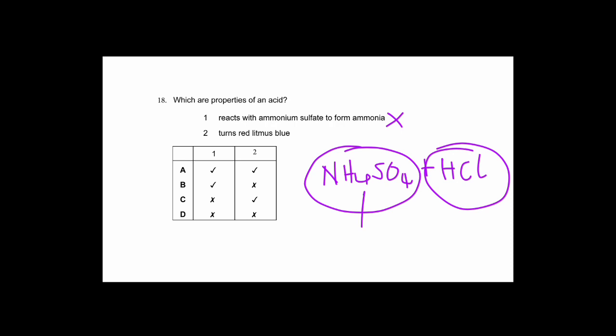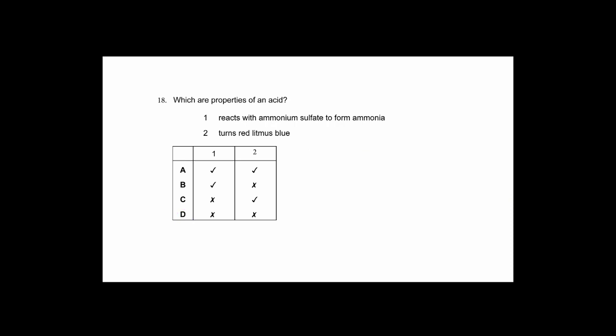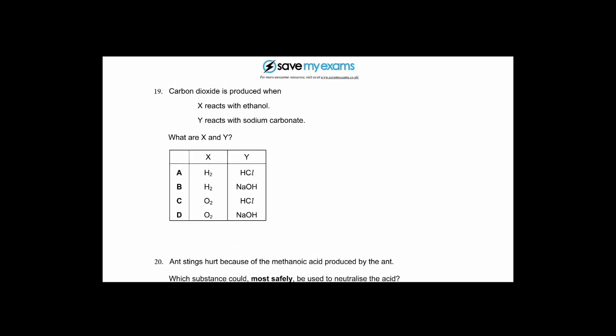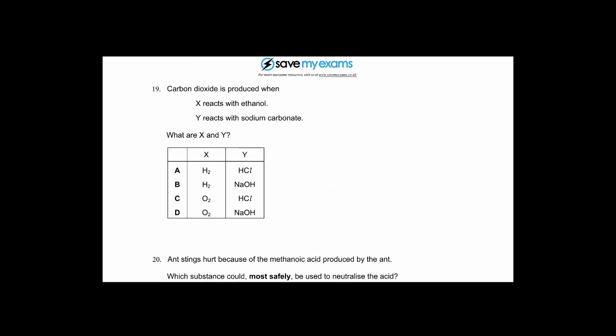Red litmus, blue. No. We have talked about this. The answer here is G. We go to question number 19. Carbon dioxide is produced when X reacts with ethanol, and Y reacts with sodium carbonate. What are X and Y?